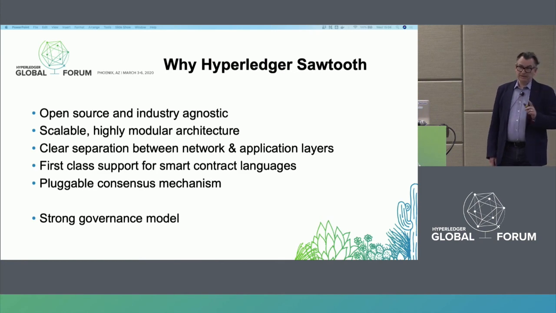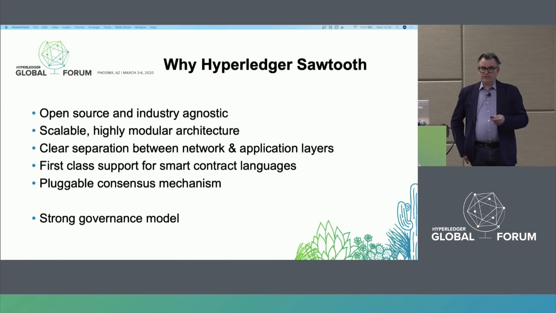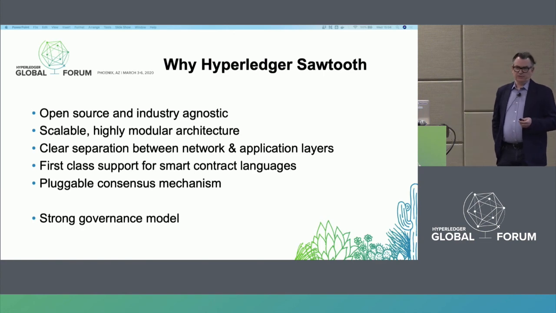And then finally, if you're looking at these things as long-term, it has a pluggable consensus mechanism. Why do you think that's important? I'm going to try and make it a little bit interactive. Anybody tell me why they think pluggable consensus is a good thing or a bad thing?